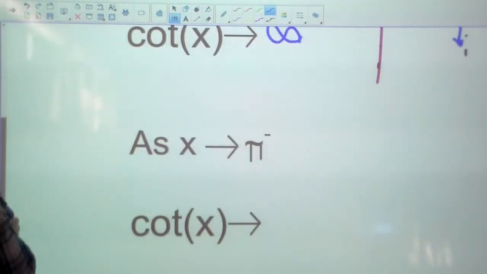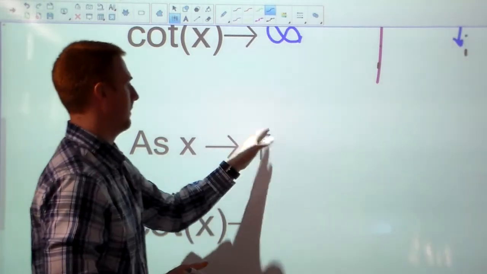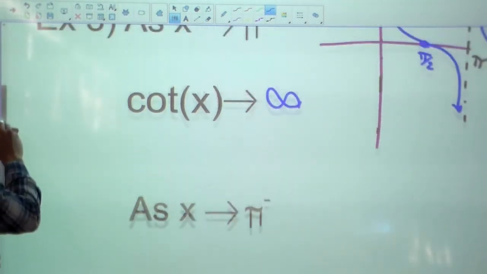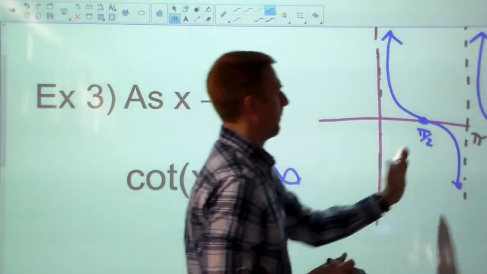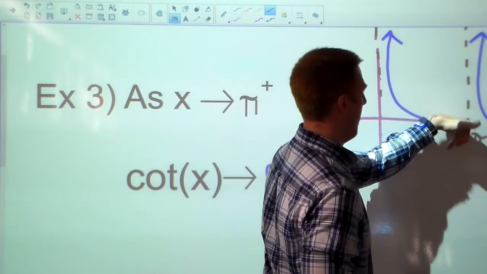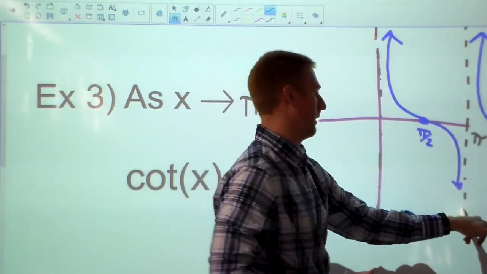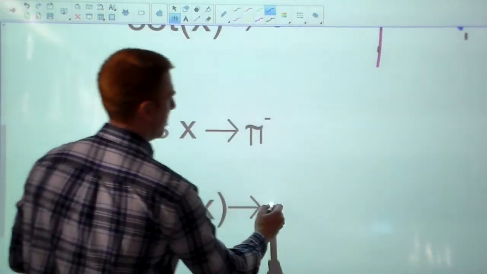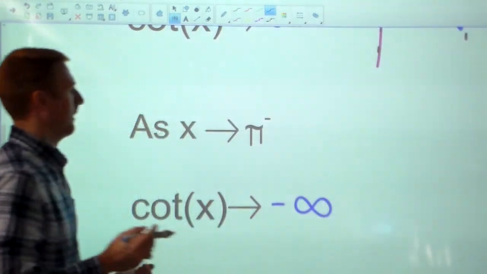On the second part, as x approaches pi from the negative or left side, what's your cotangent function doing? Well, if we're on the left side of the asymptote, because pi is right here, our y values are getting smaller and smaller. They're getting really close to negative infinity. And that's really all you got to do on that.